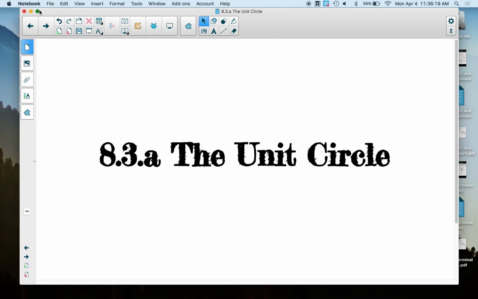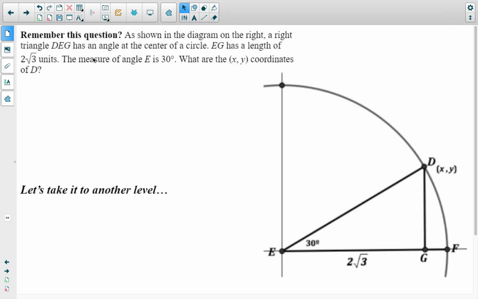This is 8.3, all about the unit circle. So remember this question? This question where we have the diagram and it's a 30, 60, 90 triangle. And we need to find the coordinates of point D. We worked through this a couple lessons ago. All right, consider if we took this to another level.